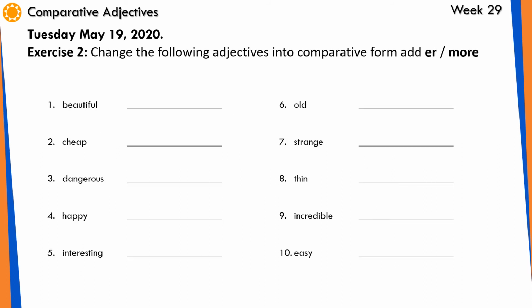Exercise 2. This exercise, you have to do it also on Tuesday. Change the following adjectives into comparative form. Add er or more. I'm going to help you with 1 and 2. Number 1, beautiful. This is a long adjective, and long adjectives use the word more before the adjective. So we have more beautiful. Number 2, cheap. Cheap is a short adjective, so we need to add er after the adjective. So we have cheaper. Now you read the rest of the adjectives and add er or more.